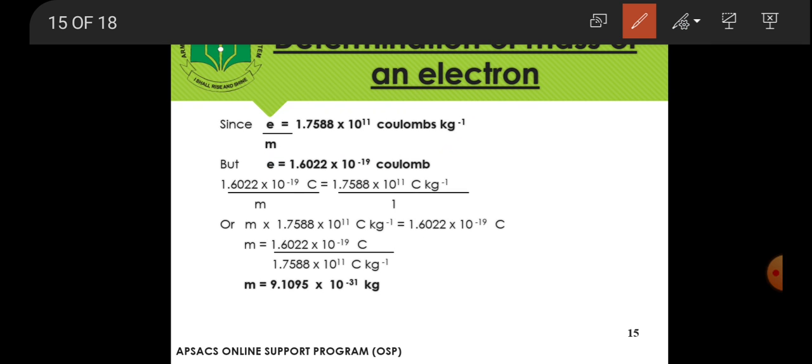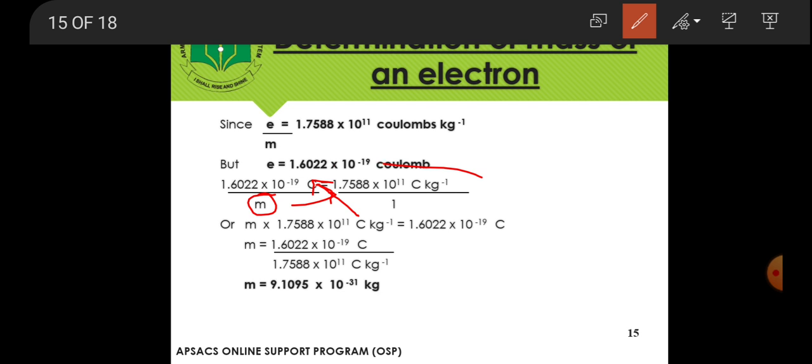So what is the value of e? What is the value of charge? The value of charge is 1.6022 × 10^-19 coulomb over m. We have to find out the value of m. e/m is equal to 1.7588 × 10^11 coulomb per kg divided by 1. We have written 1 in the denominator. So what will we do? We will cross multiply.